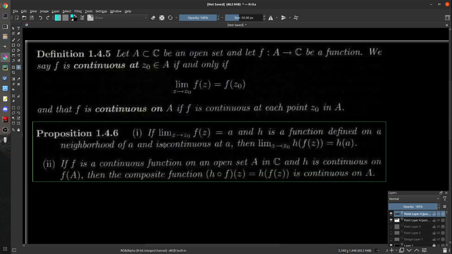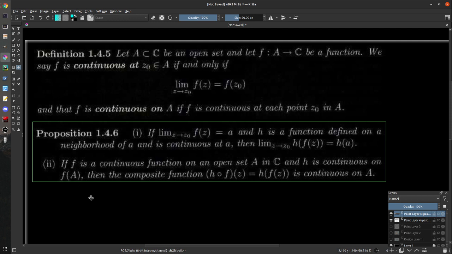So, for example, if the limit as z goes to z naught of f of z is a, and h is a function defined on a neighborhood of a and is continuous at a, then the limit as z goes to z naught of h of f of z is h of a. That is, limits commute with, you can take the limit inside of this continuous function, provided that function is continuous at the limit of the thing, or at the limiting value of what's inside of it, right?